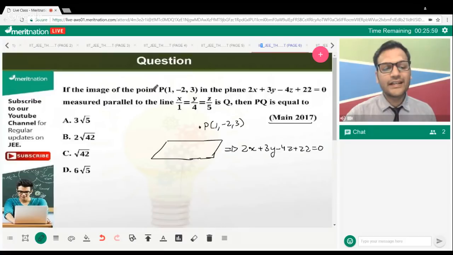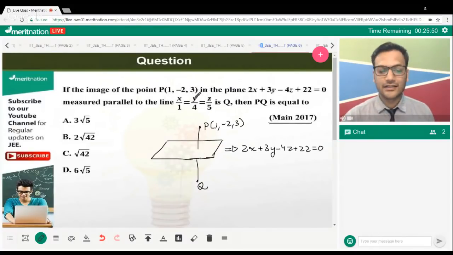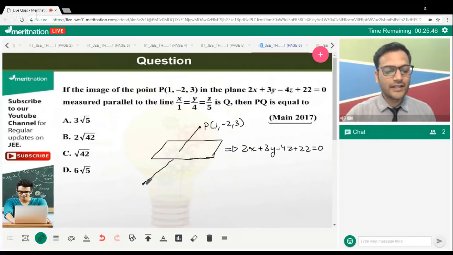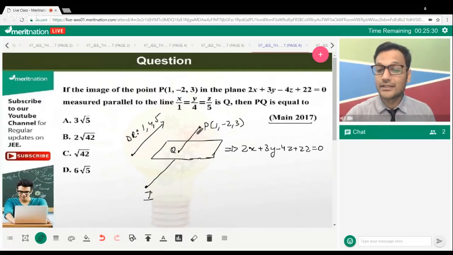Now over here you need to find the image of this point P. The image concept says that this will be the image Q. However, the question says that it should be along this line. So if it is along this line, it will be somewhere here. Let's say the image is I. This is point Q and this is the image. So again, the question is talking about the same thing. The line which has DRs 1, 4, and 5, you're going to construct the parallel line from which you will be able to get the value of Q.